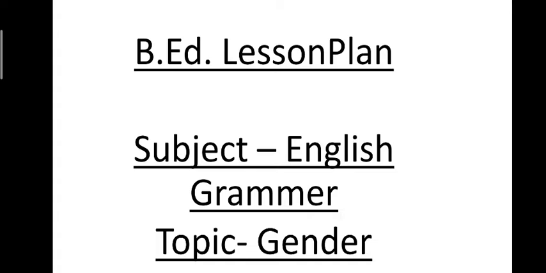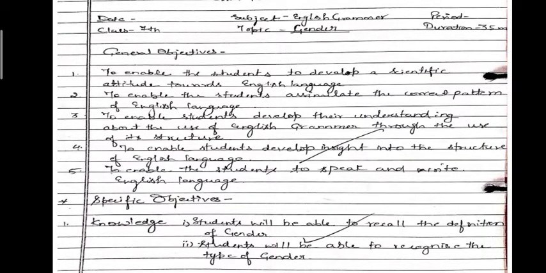So today's subject is English grammar and the topic is gender. So this is our main page of the lesson plan, where first we fill the entries, like we have date here and subject. Then comes a period, class, whatever class we are teaching, the topic, don't forget to underline the topic. Then comes the duration. Next we have general objectives.